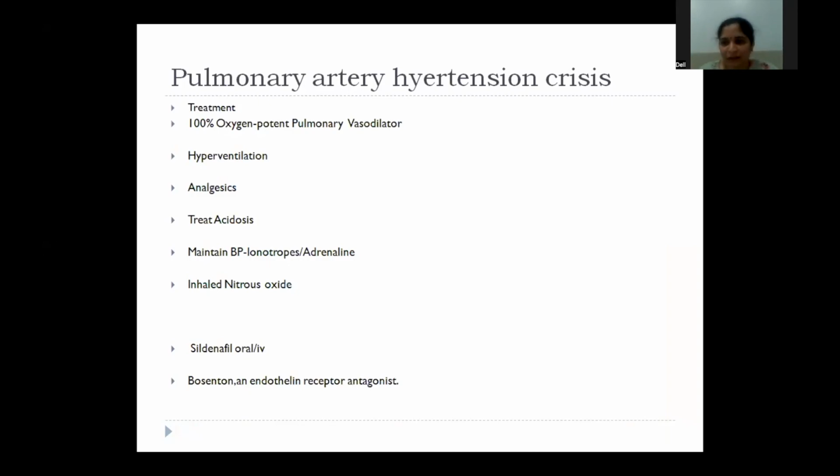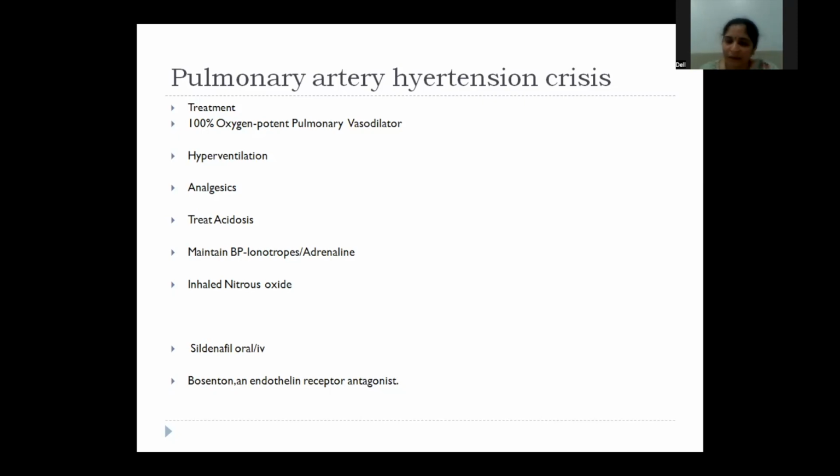Perioperatively, we can give 100% oxygen. Oxygen is a potent pulmonary vasodilator. Hyperventilation so that PaCO2 comes down, analgesia to reduce the sympathetic stimulation and tachycardia. Whatever acidosis has happened, we have to correct the acidosis with injection sodium bicarbonate. We have to maintain the blood pressure. For that, we may need infusions of inotropic drugs like adrenaline. Inhaled nitric oxide, if available, we can give, but it is not easily available everywhere.